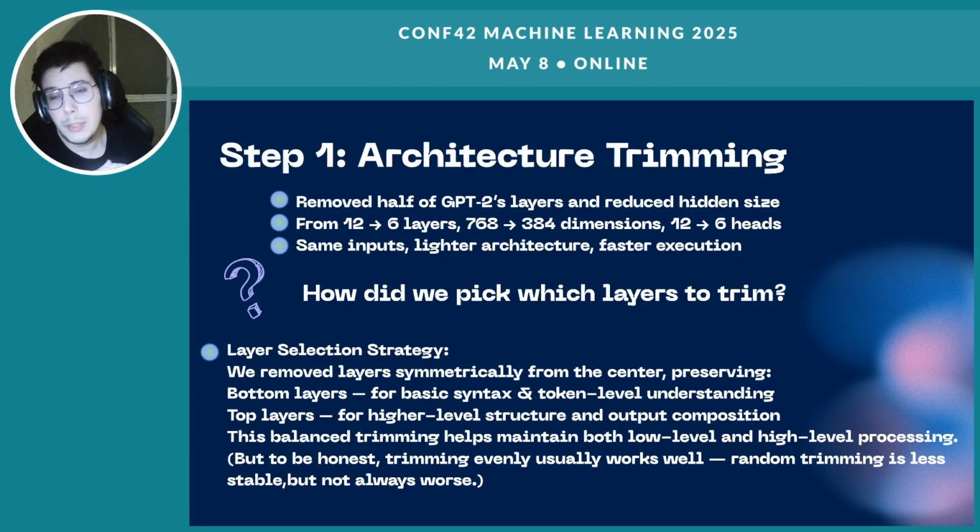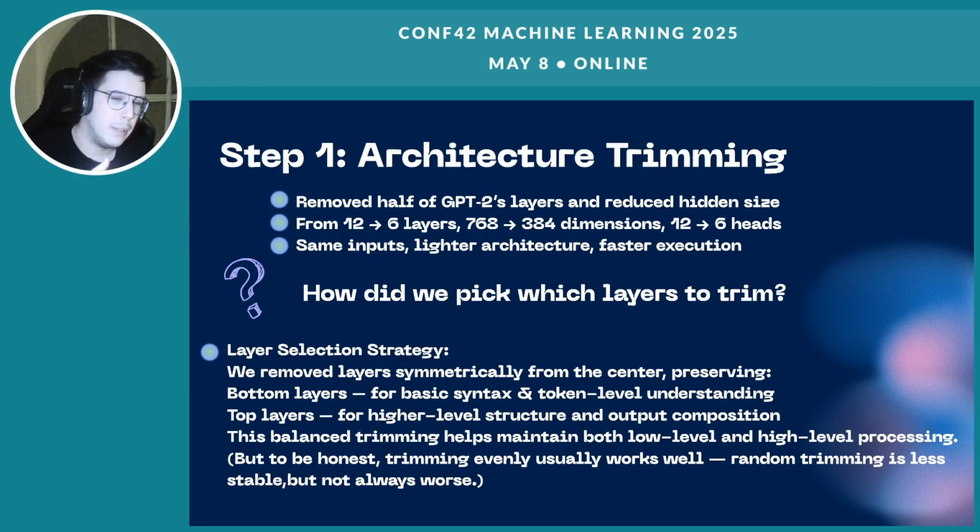Okay, so let's start with the first step, I think the most mandatory one, architecture trimming. In our practical research, we removed half of the GPT-2 layers and reduced the hidden size. Basically, we shifted from 12 layers to 6, and from 768 dimensions to 384, which means the same inputs, but a lighter architecture and faster execution.